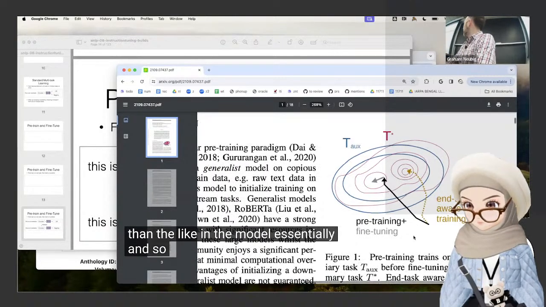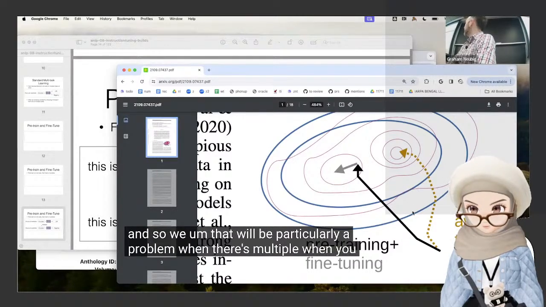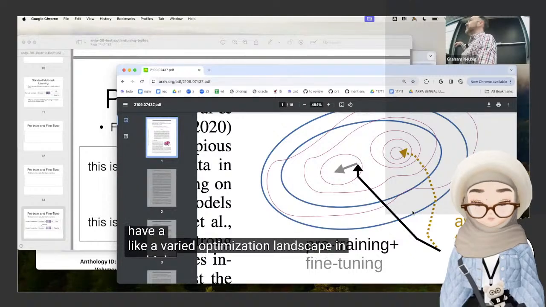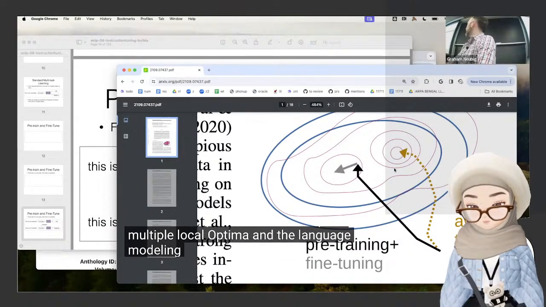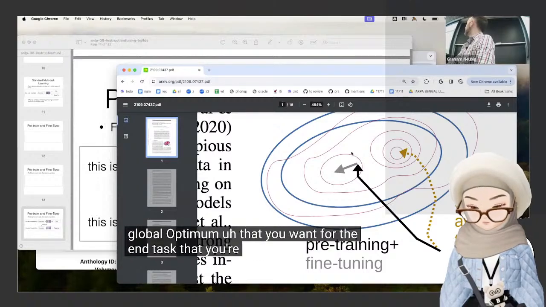And that will be particularly a problem when you have a varied optimization landscape and multiple local optima, and the language modeling might not get you into the global optimum that you want for the end task that you're solving.